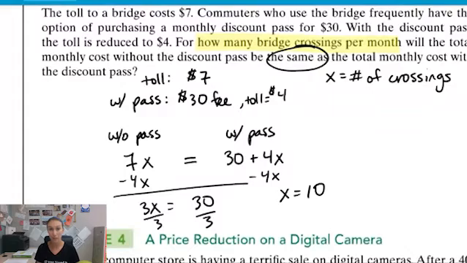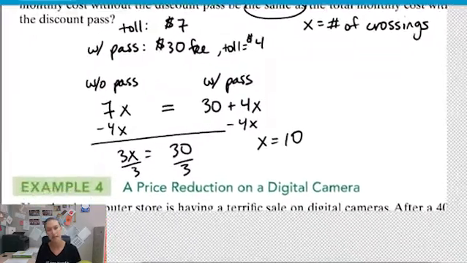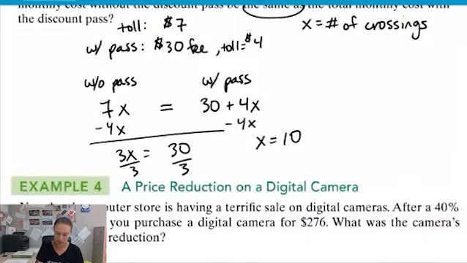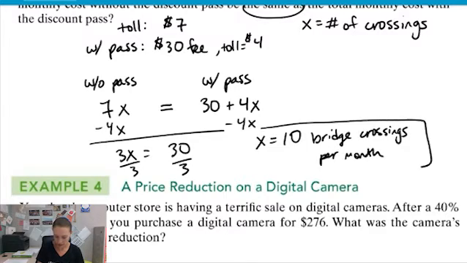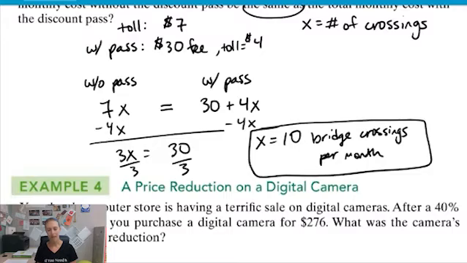Now remember, this is a word problem, so you can't just say x equals 10. You need to use your units. So x equals 10 bridge crossings per month. So at 10 bridge crossings, they will cost the same, and that answers that problem.